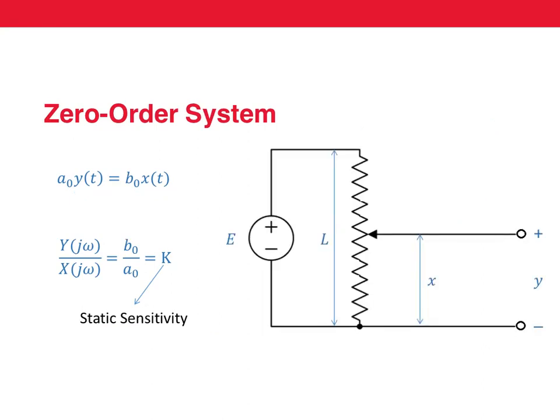So an example of a zero order system would be a potentiometer. So if we are trying to measure a displacement, and here's a resistor, and as this wiper moves, the resistance here, the output resistance that we're taking is measuring, or you could convert the output resistance into a voltage as well.